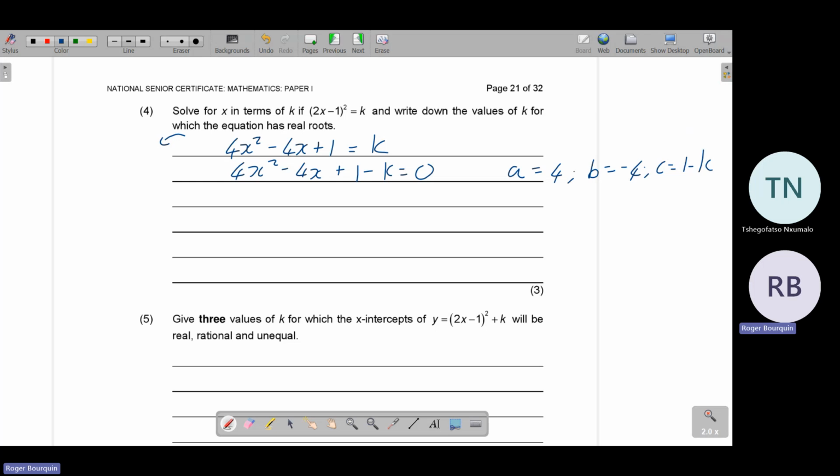If we want real roots and we're using delta, what do we say? Must be greater than or equal to 0. Are we happy with that? Yes. Are we happy up there? Yes, sir. This is not how the memo did it, so let's see how this plays out. Okay, so go sub in A, B, and C, and let's see what happens.